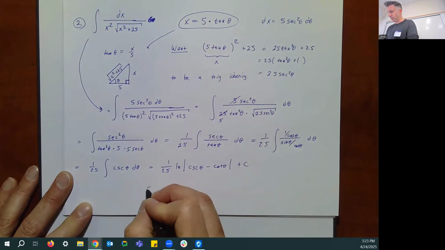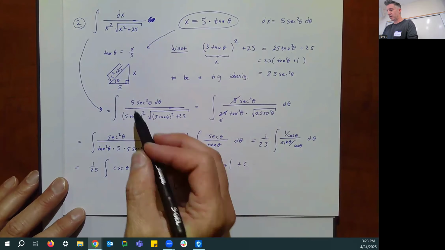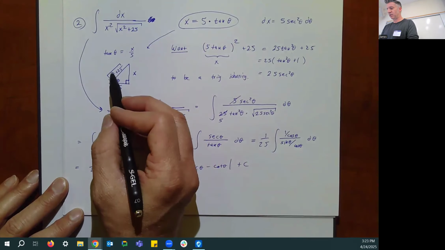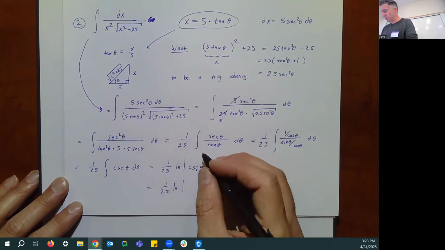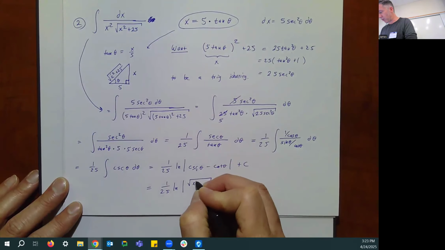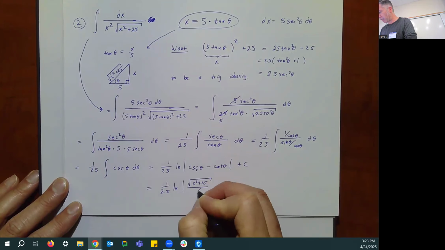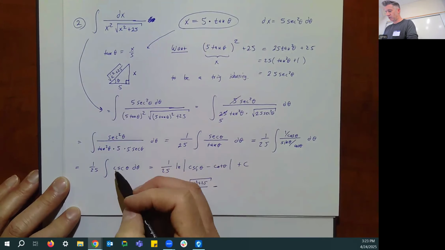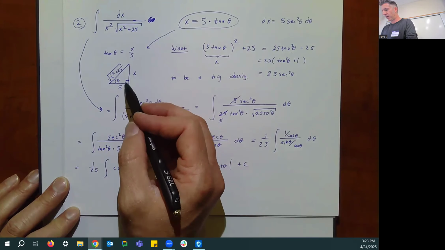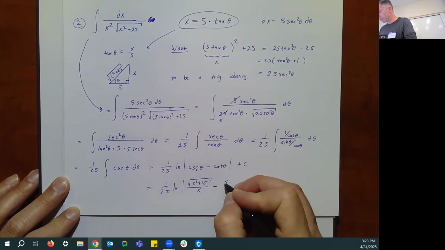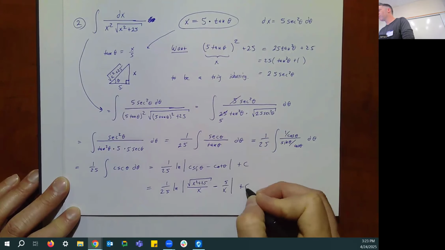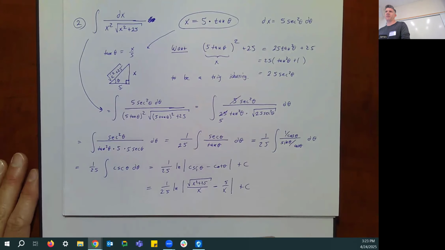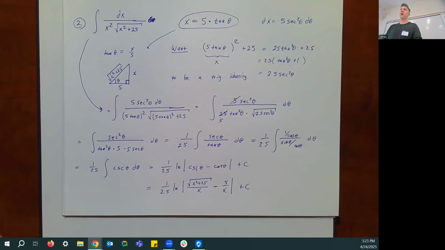So then my final answer here is going to be 1 over 25 times the natural log of the absolute value of cosecant. I never remember. I know sine is opposite over hypotenuse, so cosecant is the reciprocal, hypotenuse over the opposite. So it's going to be the square root of x squared plus 25 over x minus, we know that cotangent is going to be not x over 5, but 5 over x. So a little bit different. Kind of weird though.